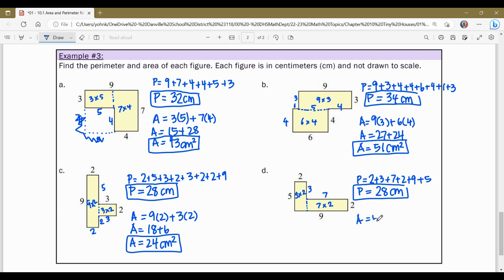If we do area, we've got 5 times 2, and we have 7 times 2. That's going to give us 10 plus 14. That's 24. It's area, so square centimeters. So look at those last two examples. Both have a perimeter of 28 centimeters and both have an area of 24 square centimeters, but they're completely different shaped.